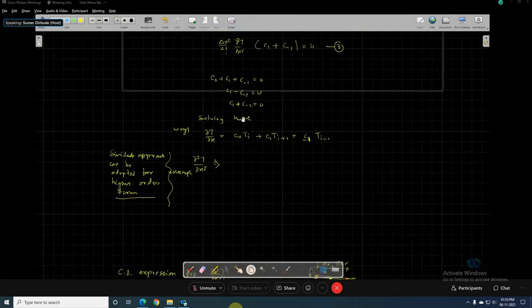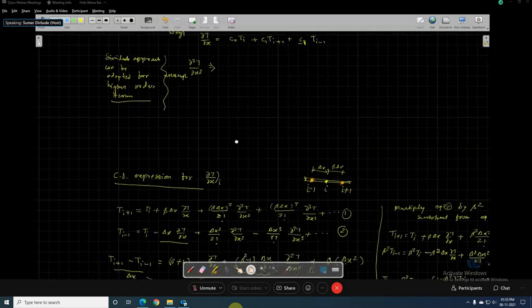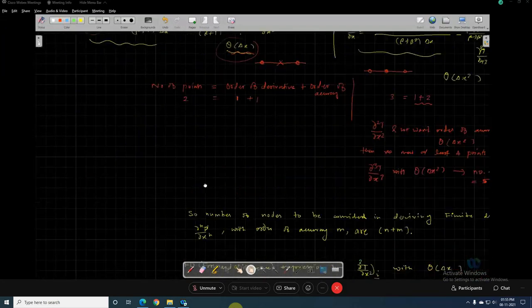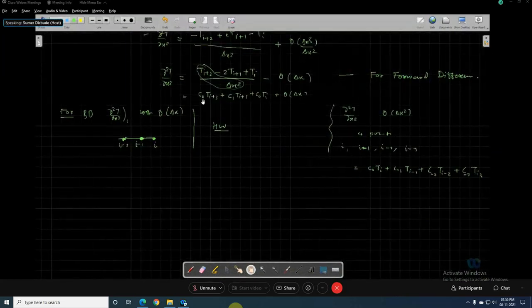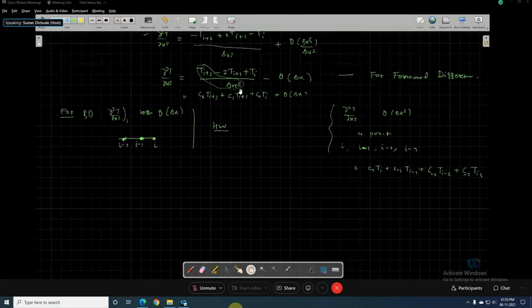And then once you get this coefficient, you solve for this, you will get coefficients. C naught, C1, they will be either minus, plus like that. So say for example, for this case, you will get this coefficient in this manner. C2, you will get 1 divided by delta x square. C naught also you will get as 1 divided by delta x square, and C1 will be minus 2 divided by delta x square. Okay.